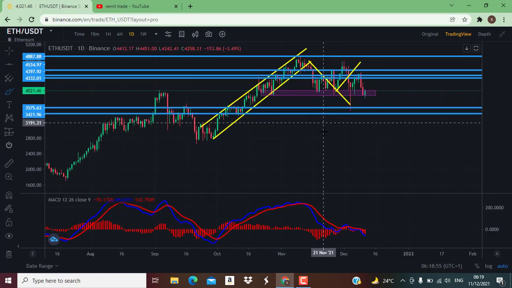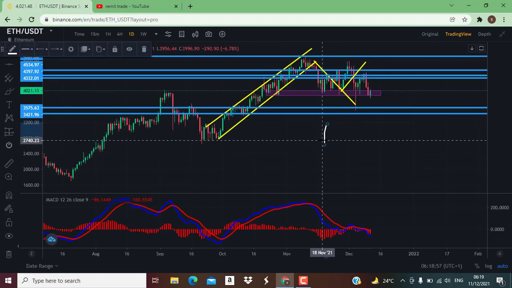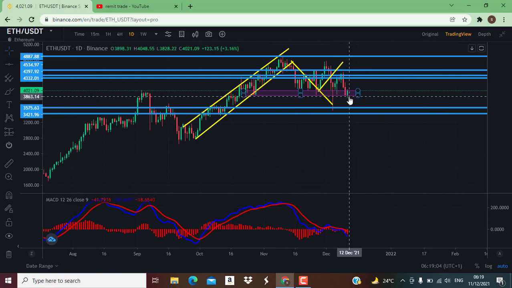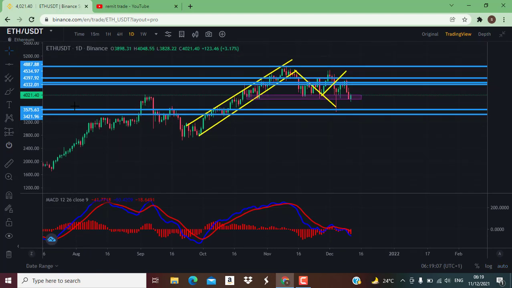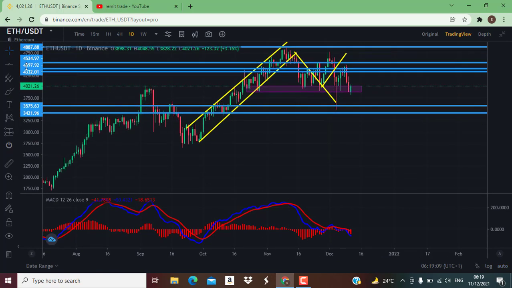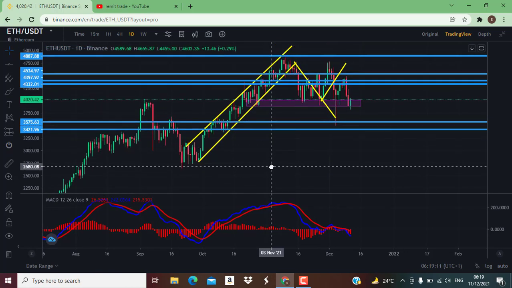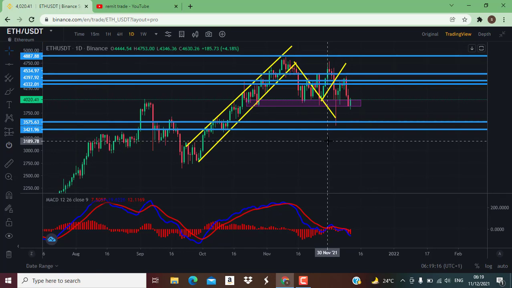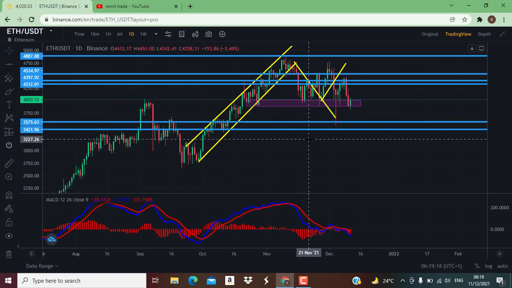ETH USDT, if you look at this chart, you will see something very important, and I want to show you that as well. This very level has been very strong for Ethereum, and I've been talking about this level in my previous videos. And if you look at what is happening right here, you see a divergence as well happening right now on this chart.